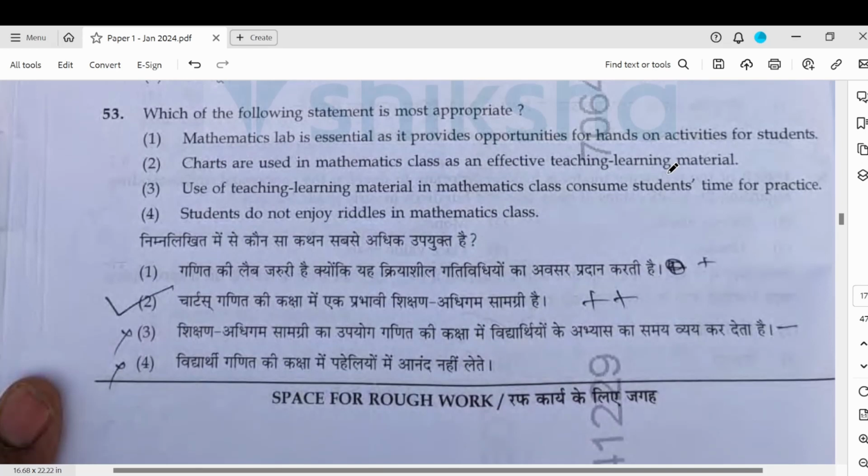Question 53. Which of the following statements is most appropriate? Mathematics labs is essential as it provides opportunities for hands-on activities. This is correct. Charts are effective. Yeah, but this is better. Use of teaching learning material consumes, no. Do not enjoy riddles, no. So out of 1 and 2, mathematics labs, wherever they are more active, that will be the best. So I've gone with option 1 and not with option 2.